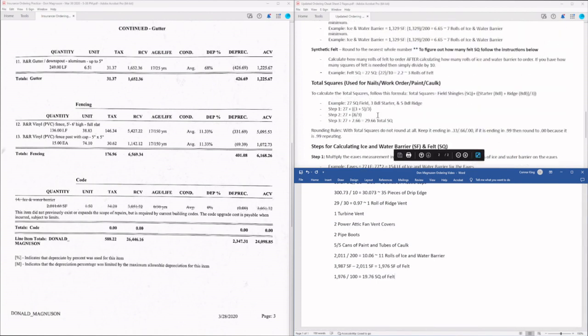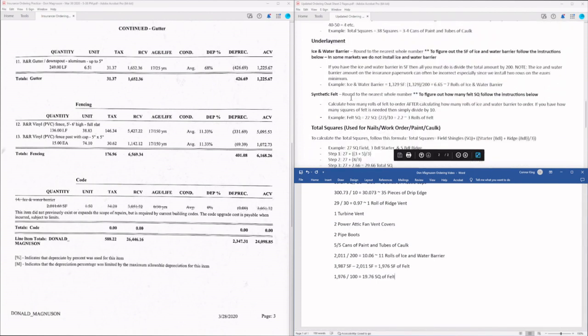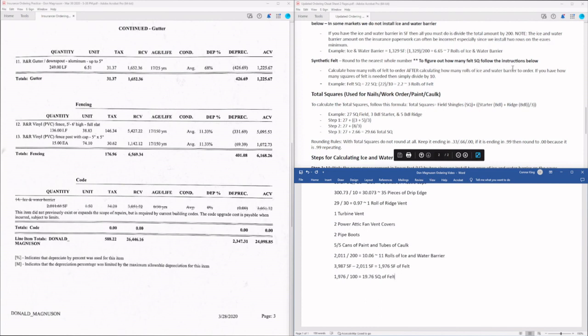And then if we go back up to our synthetic felt area, it says if you have how many squares of felt are needed, then simply divide by 10. So we're going to take this 19.76 squares of felt and divide that by 10, and that's going to get us 1.976. And if we notice in our rounding instructions, it says round to the nearest whole number. So we're going to round that up to 2 rolls of felt.